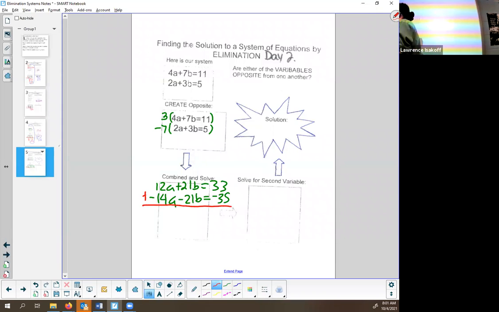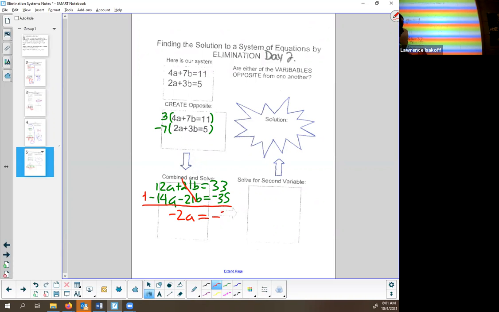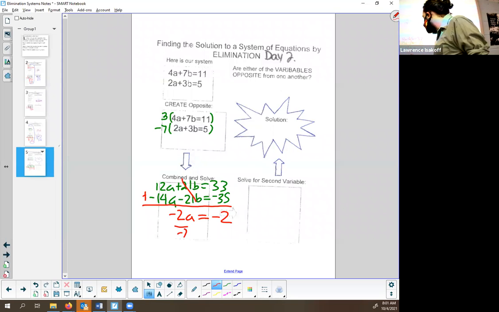12a plus a -14a. What does that give me? -2a, good. What happens with my b's? They cancel. That was the whole point there. And 33 minus 35, -2. Well, what do I do to finish it up? Divide by -2. A is equal to 1. Let me write that neater. Sorry about that. A equals 1.